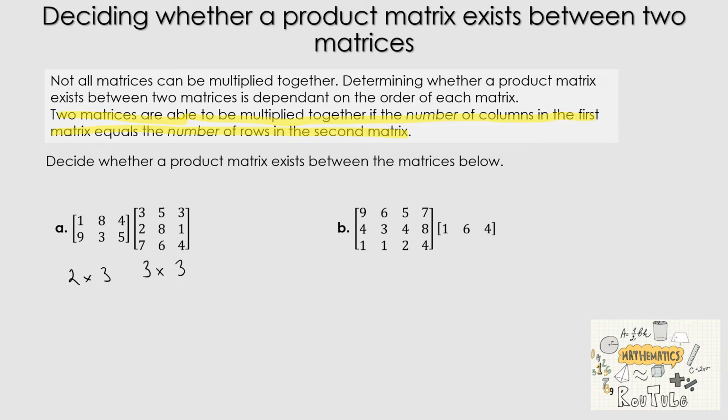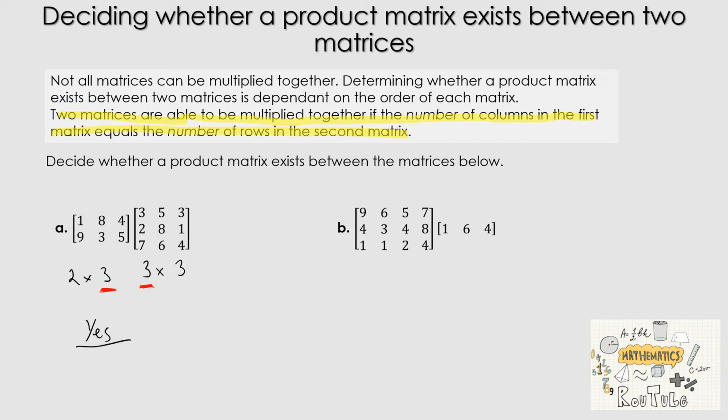Now, if we go back to what we highlighted in yellow, we need the number of columns in the first matrix to be equal to the number of rows in the second matrix. The number of columns in the first matrix is always the second number, because the order says it's rows by columns. And in the second matrix, that value needs to equal the number of rows. So essentially, if those two numbers that I underlined are the same, then a product matrix exists and we can multiply those two matrices. And if you do that, whether by hand or on a CAS calculator, you should get a resulting product matrix.